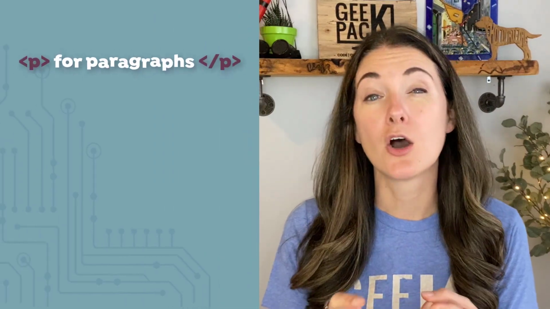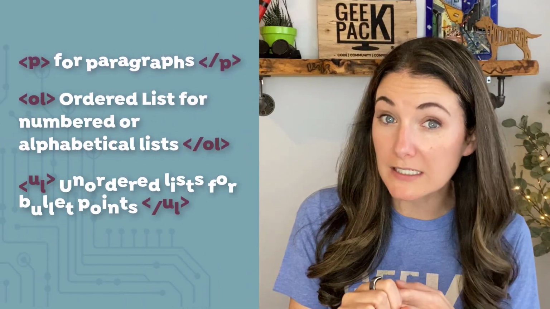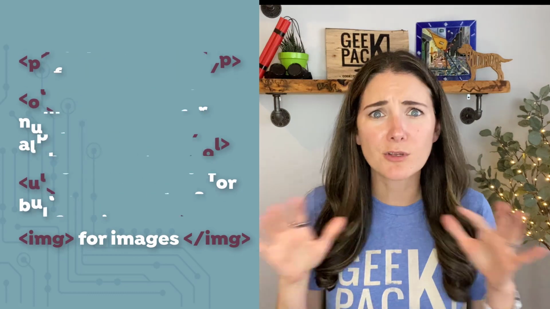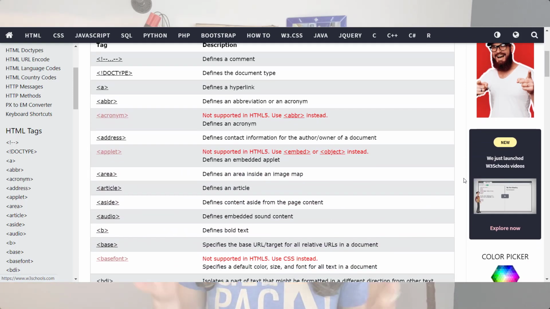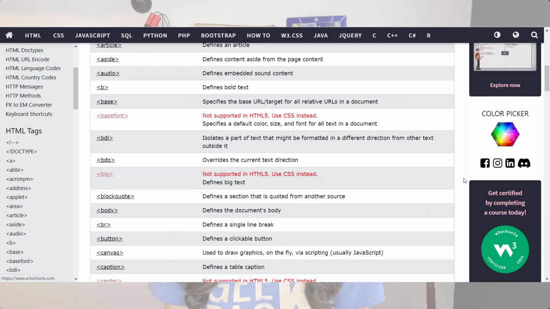There are loads of HTML tags that will give your overall website structure. For example, paragraph tag, ordered list, unordered list, and even images. W3 Schools is an excellent free resource, so I would highly recommend you go and check them out if you want to learn more about HTML tags. I'll leave a link in the description.